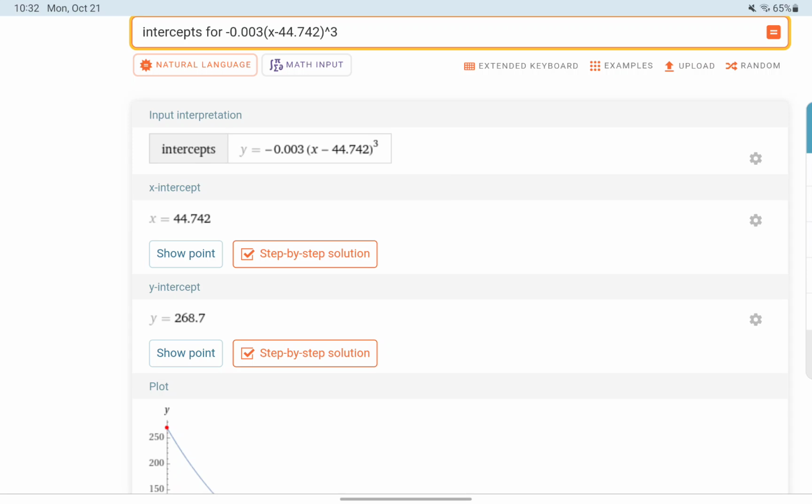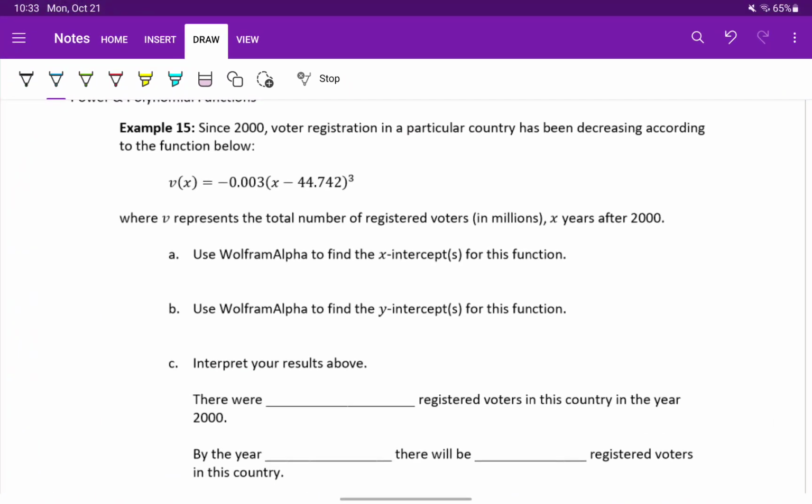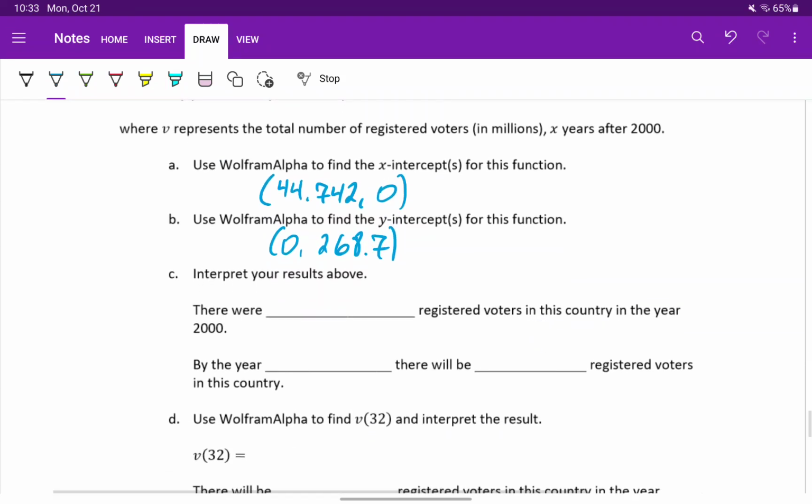And we get 1 x-intercept, 1 y-intercept. So our x-intercept occurs at 44.7420, comma 0, and 0, comma 268.7. Then we want to interpret this information.